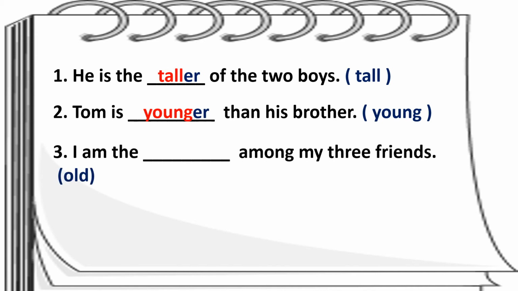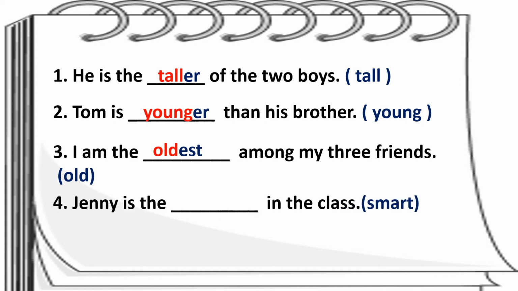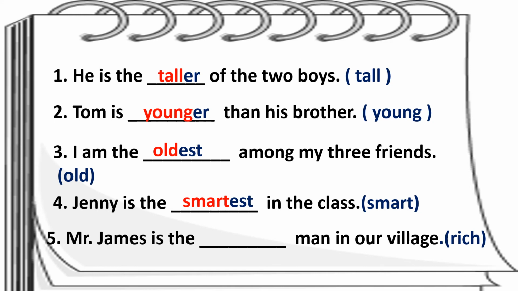I am the something among my three friends. You are comparing more than two people. Therefore, I am the oldest among my three friends. Jenny is the something in the class. The adjective is smart. You are comparing Jenny with all the children in the class. Therefore, we say Jenny is the smartest in the class. Mr. James is the something man in our village. The adjective is rich. You are comparing Mr. James to all the people in the village. So you are comparing him to more than two people. Therefore, we say Mr. James is the richest man in our village.